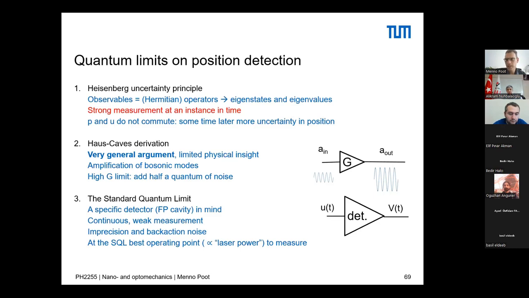In this case, we see that we are now talking about these quantum limits, and we see that there's always noise added, whether it is in the Haus-Caves derivation, whether it is noise added to the output of our measurement system, or whether it's the back action noise. In all these cases, there is a noise added.